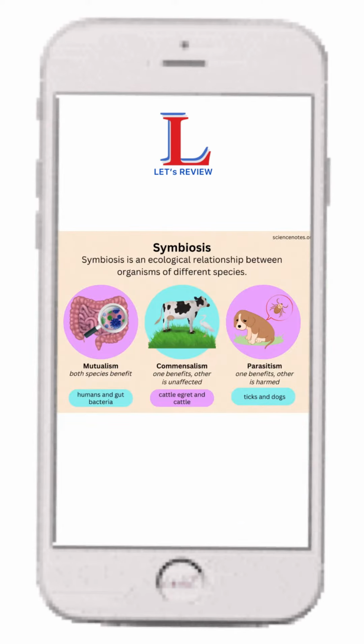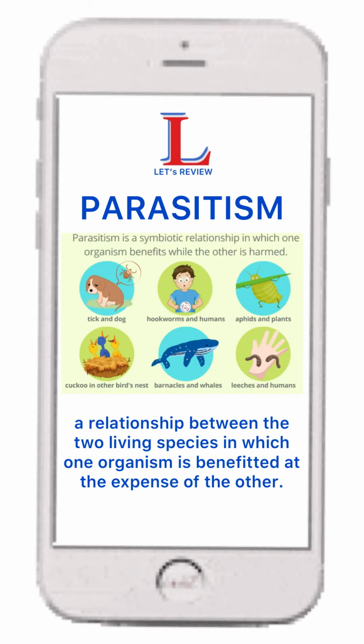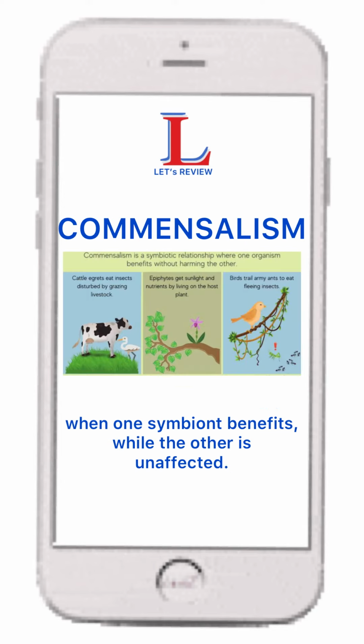For parasitism and commensalism, these are two of the symbiosis or ecological relationships between organisms of different species. Parasitism is a relationship between two living species in which one organism is benefited at the expense of the other. The organism that is benefited is called the parasite, while the one that is harmed is called the host. On the other hand, commensalism is when one symbiont benefits, while the other is unaffected.